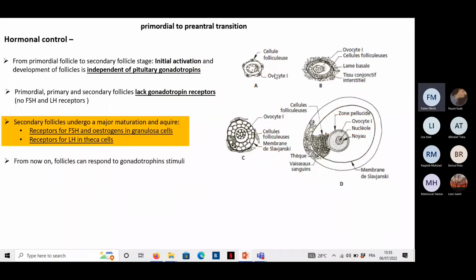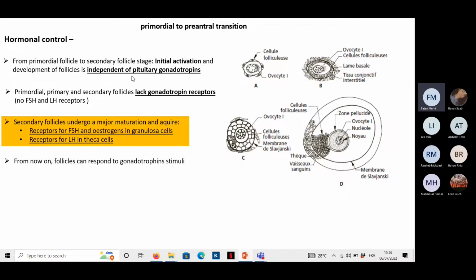Now, how is this development or maturation from a primordial to a secondary oocyte controlled? Do the LH and FSH hormones have any role in the development of this primordial follicle into a primary follicle, and then the development of this primary follicle into a secondary follicle? In fact, no. This development from a primordial into a primary, then into a secondary follicle, is independent.